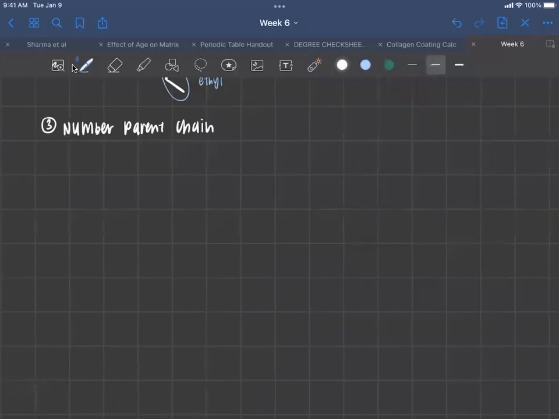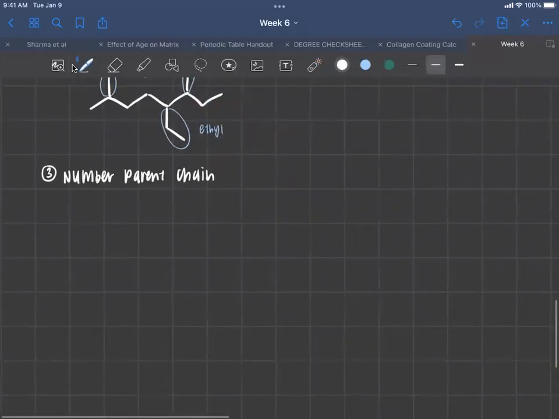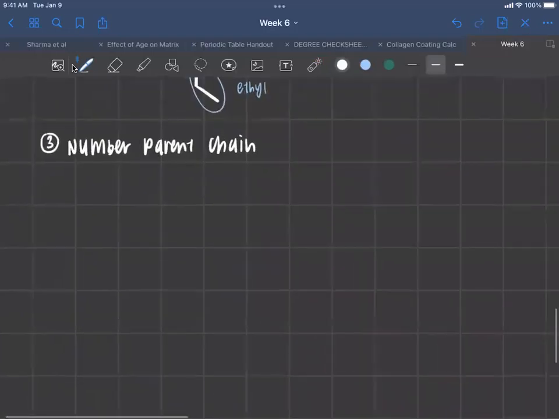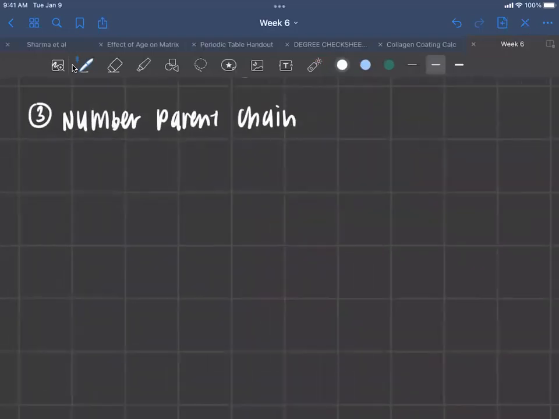So numbering your parent chain. How do we number our parent chain? We number the chain to give the substituents the smallest order of the locant. What a locant is just which carbon number you're at. And then if we have a tie on that, then we can go ahead and use the alphabet rule as a tiebreaker. So let's say we have methyl, and then we have an ethyl group.